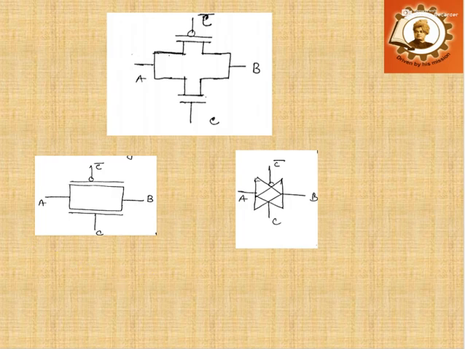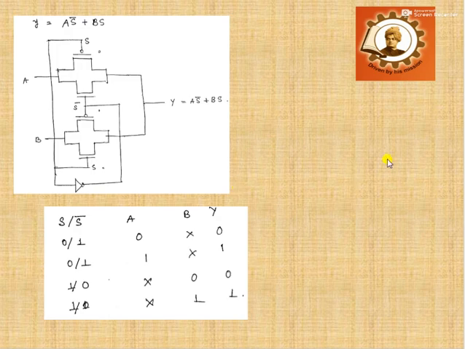So let us take an example. We use a CMOS transmission gate to implement a 2:1 mux. For the 2:1 mux, we can compare the number of transistors used in the pull-up pull-down network with the transmission gate design.